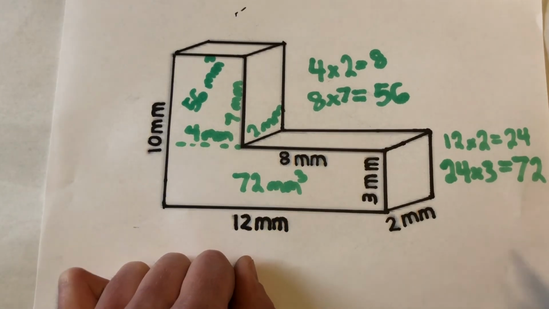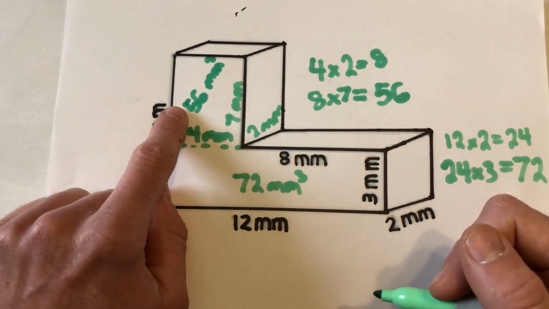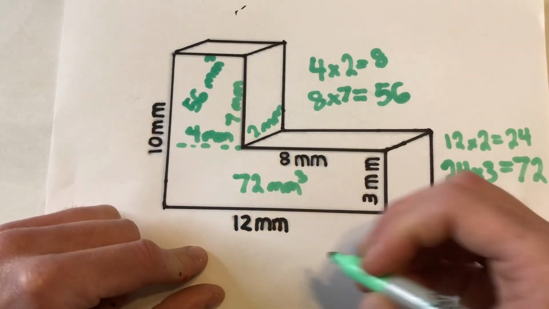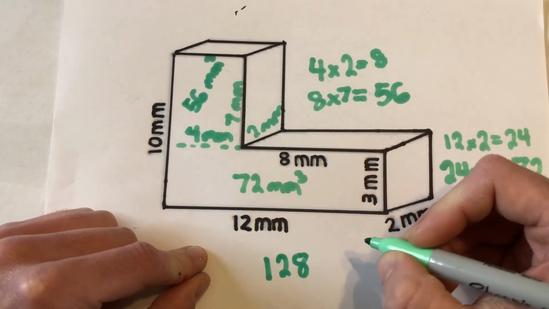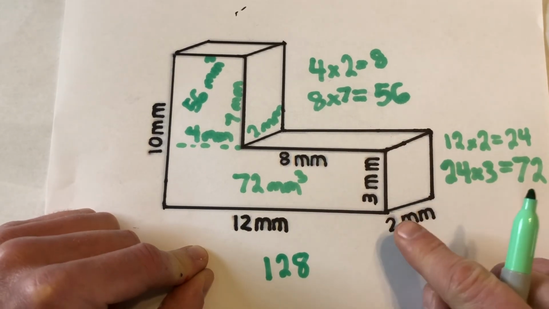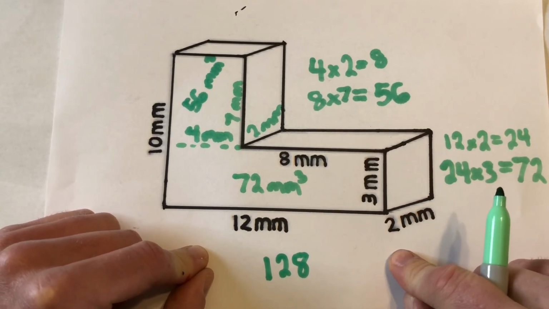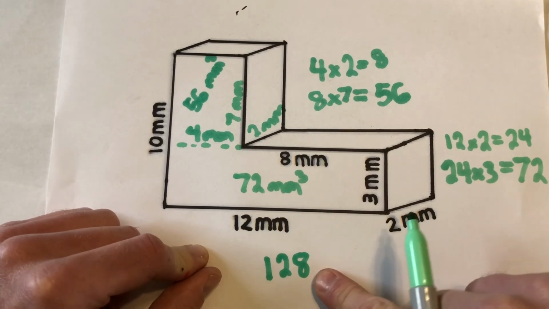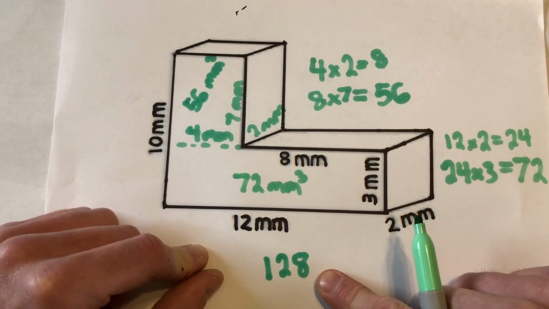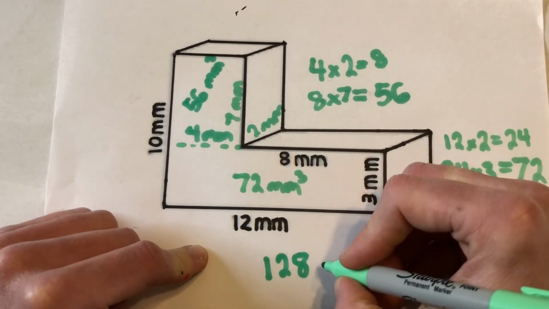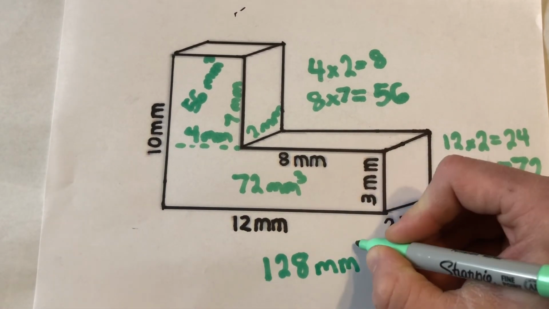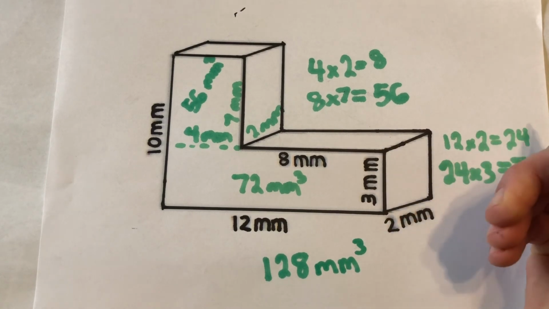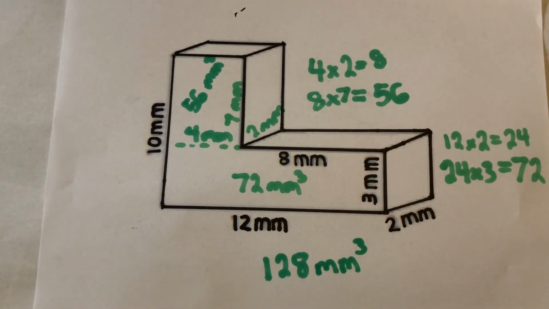all I have to do is add them up. 56 plus 72 equals 128. Now, this is capacity or volume, so we know that we need to have our unit as cubed, which is a little 3. So we're talking about millimeters, so I'm going to write millimeters, and then I'm going to give it a little exponent 3 to let us know that those millimeters are cubed.